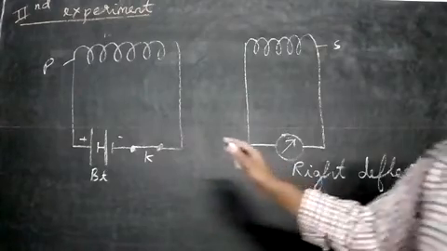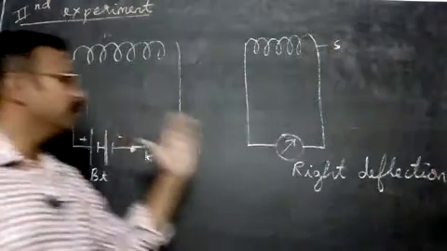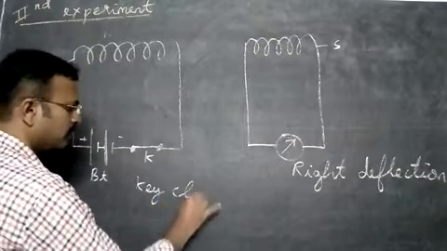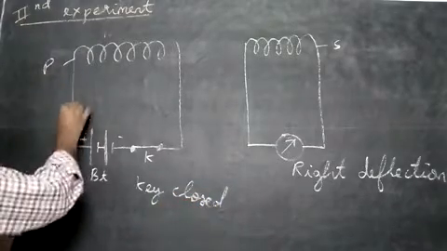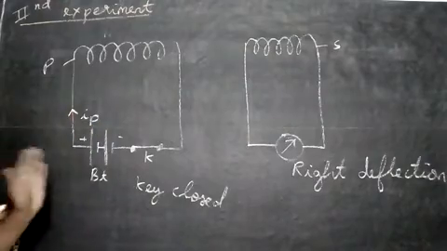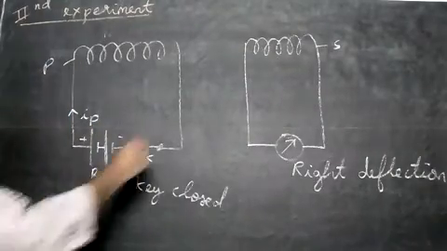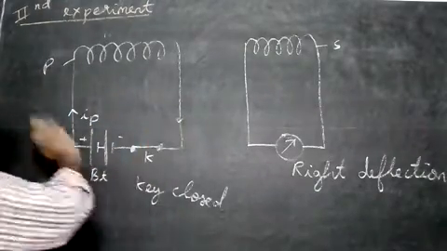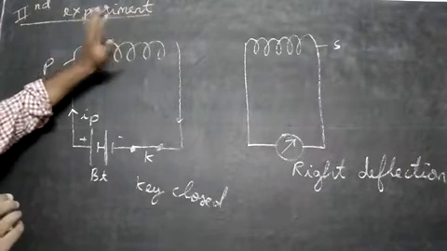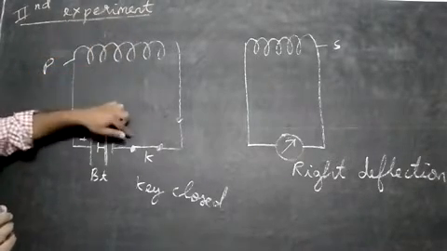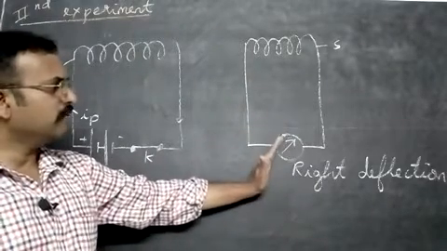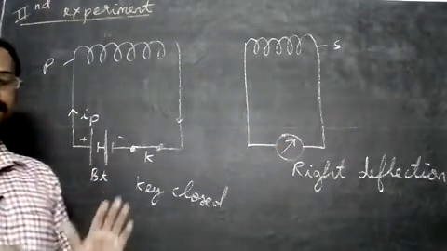Now let us see the second case. We switch on the key, the key is closed. When the key is closed, current will start flowing in the primary coil. We say IP means current in the primary. When the current flows inside the coil, a magnetic field is produced, and we'll come to that later. When we switch this on, the galvanometer connected to the secondary coil will show a right side deflection. Let us see why it happens.